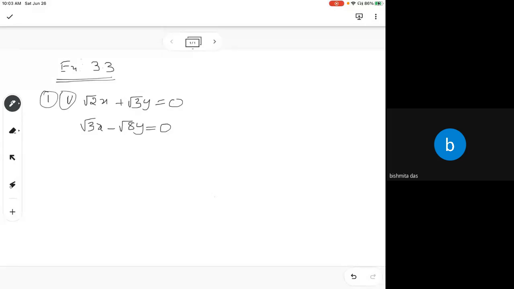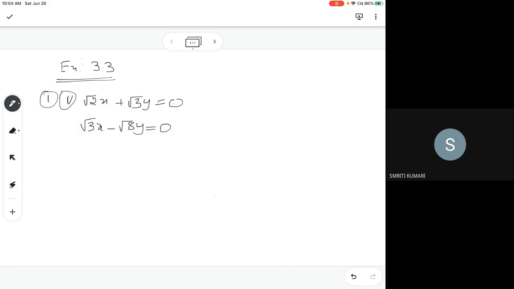These two lines pass through one particular point, the origin. Because there is no constant in these equations, they pass through the origin. So the solution set for both equations is 0, 0. Directly you can say.